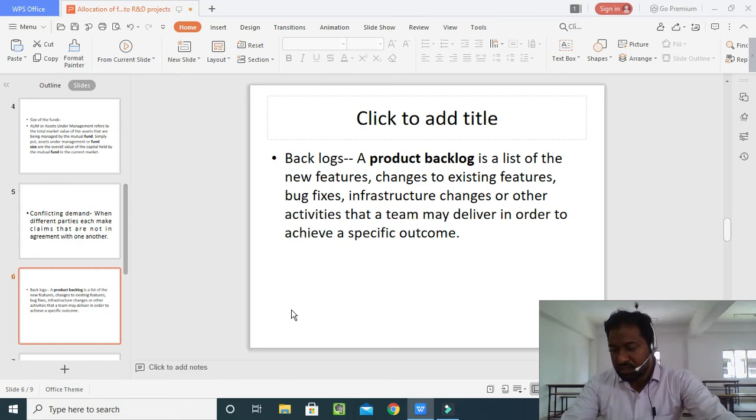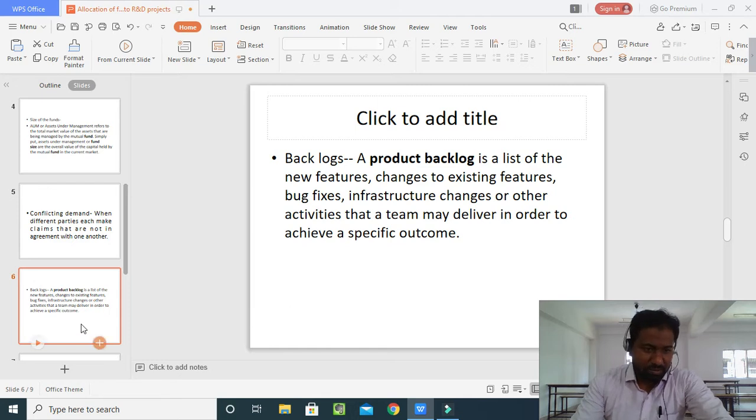Whatever outcome the team is aiming for, they are going to achieve it by adding new features or changing existing features and infrastructure. Depending on all these activities, they go for the backlog. That means the product backlog will be taking place.